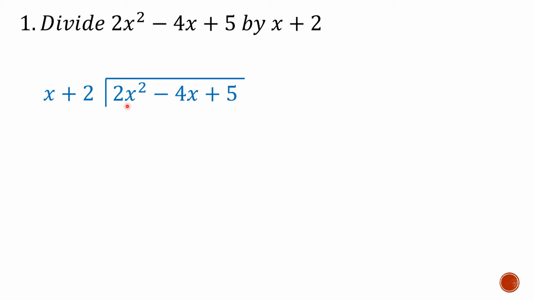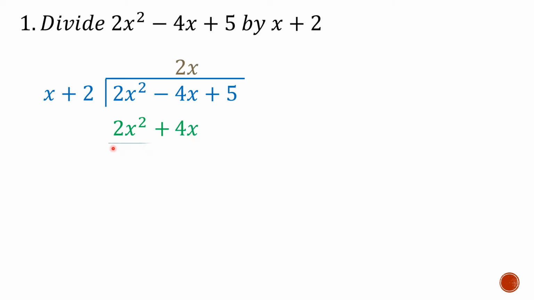Next, divide the first term of the dividend to the first term of the divisor. So we have 2x squared divided by x. The answer is 2x. After dividing, we are going to multiply the answer to the divisor. So we have 2x times x, and then 2x times 2. So 2x times x is just 2x squared, plus 2x times 2 is just 4x.